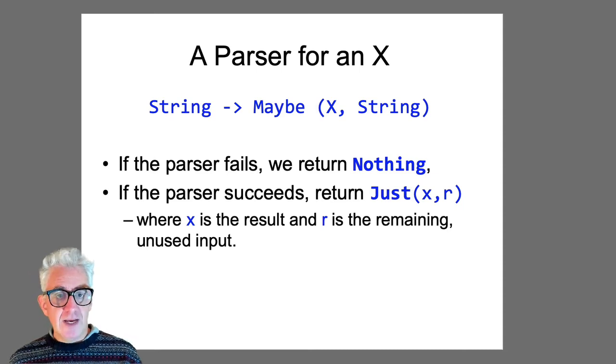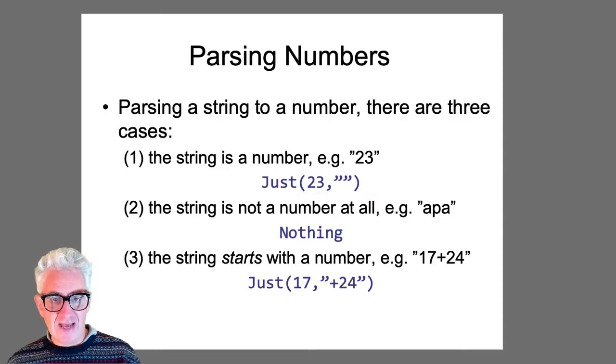So this is an important idea, that a parser for a thing is a function from strings to maybe a thing and a string, to paraphrase or plagiarize Cat in the Hat.